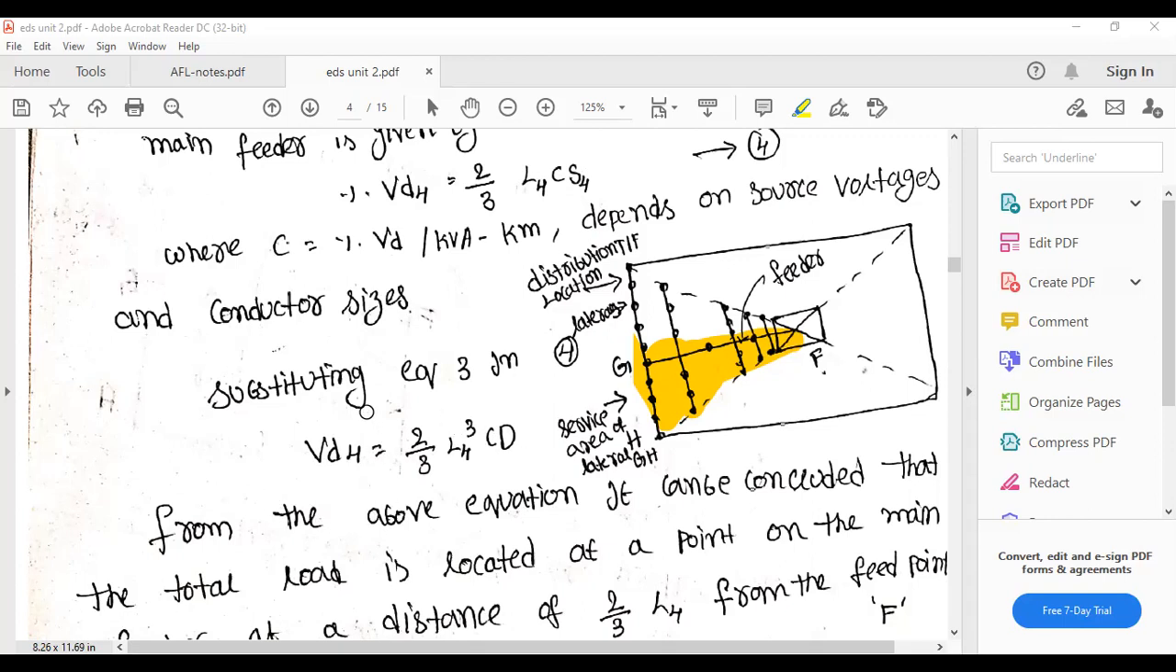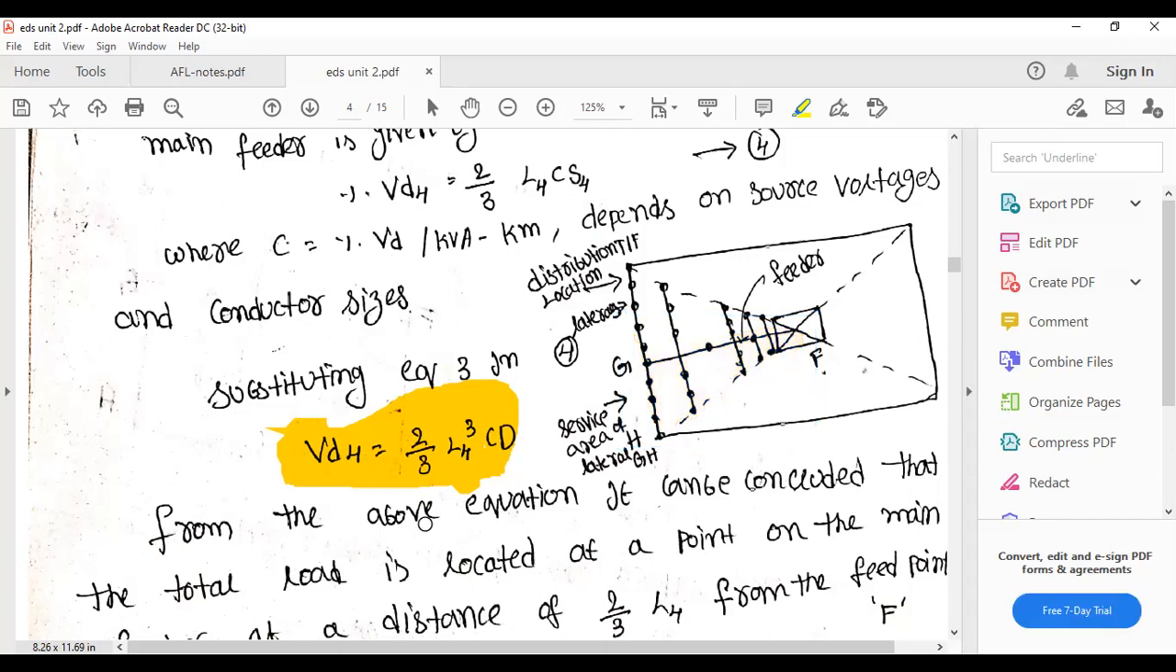This is the equation for the total voltage drop that will be considered in the case of four feeders feeding, the calculation for this particular area.